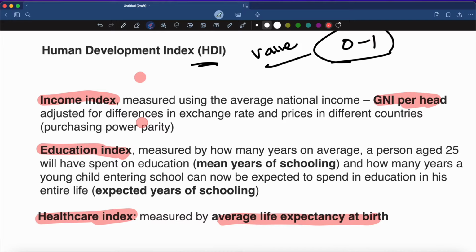So far in this topic, we are looking at the different ways to measure living standards. The first one was through GDP. The second one is through the HDI.